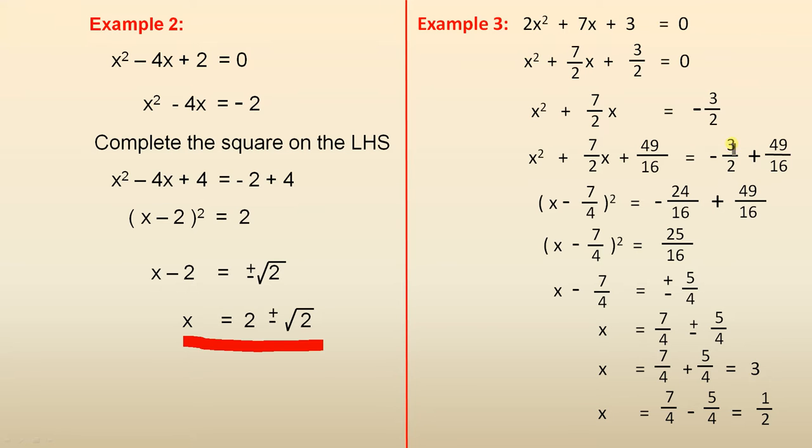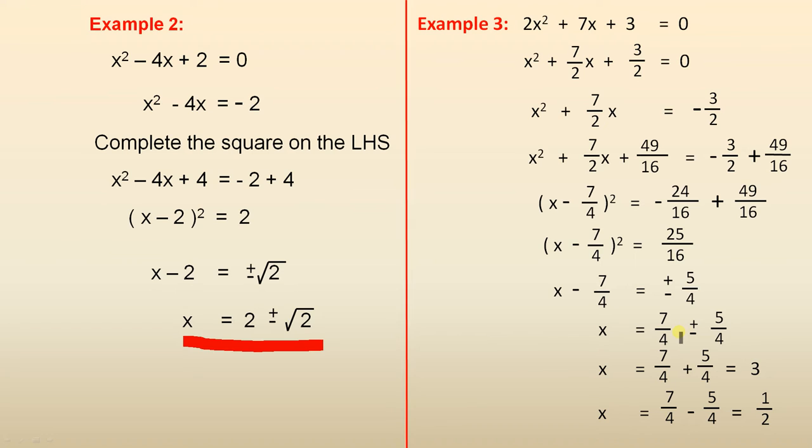I have changed 3 on 2 to 24 on 16 to give us the same denominators, because that's easy to work out that answer then. So x minus 7 on 4 all squared is 25 on 16. We take the square root of both sides, so x minus 7 on 4 equals plus or minus 5 on 4.